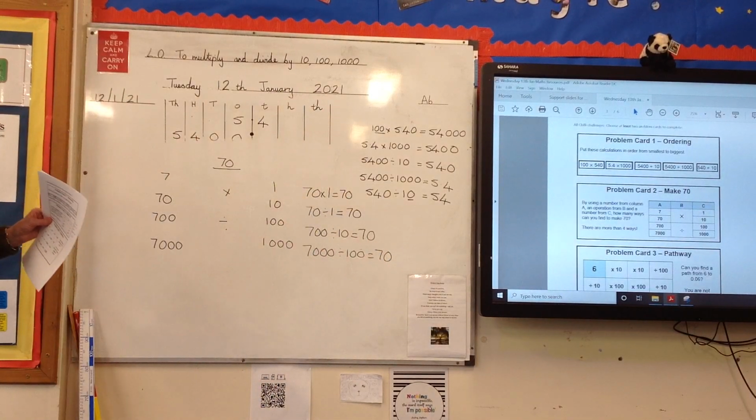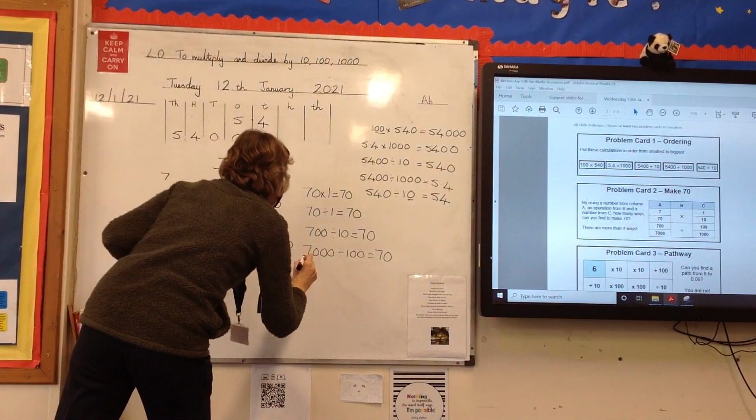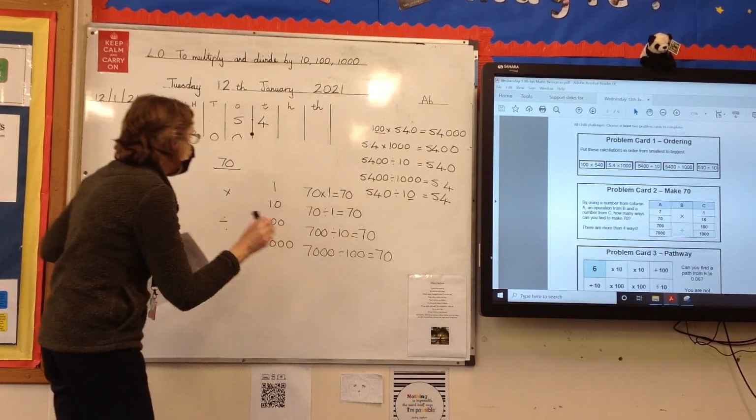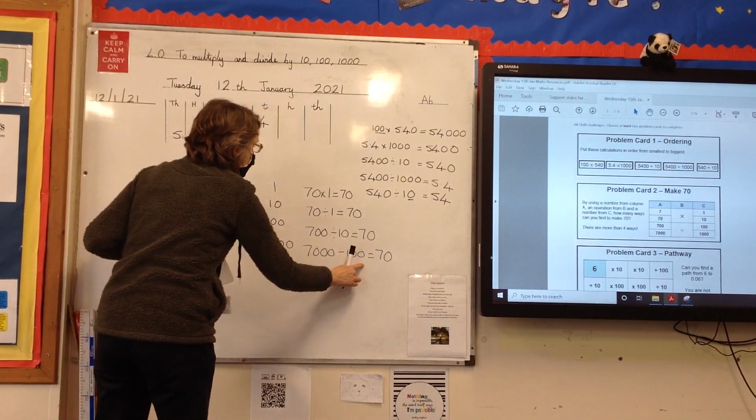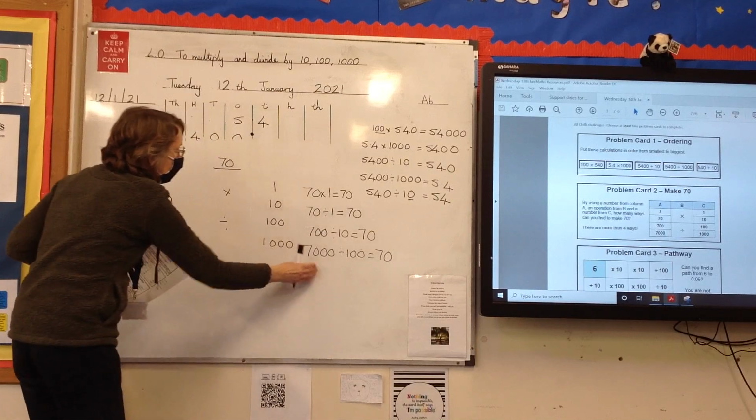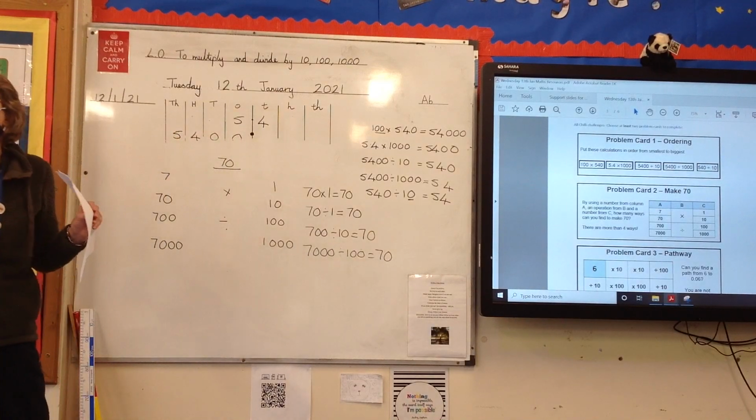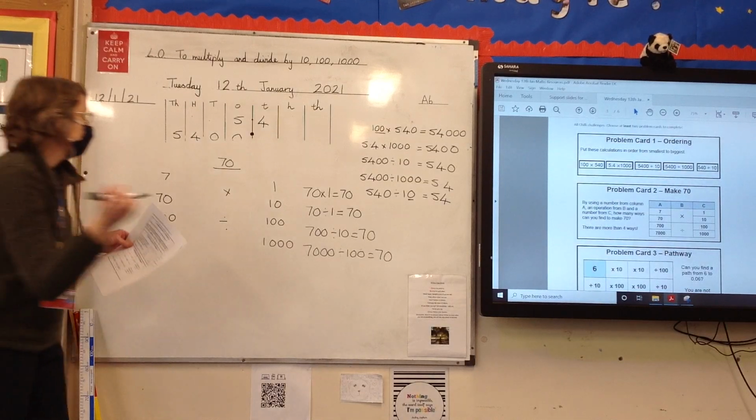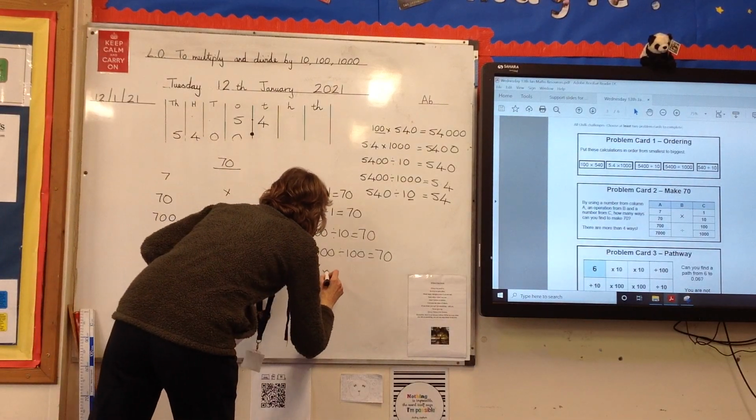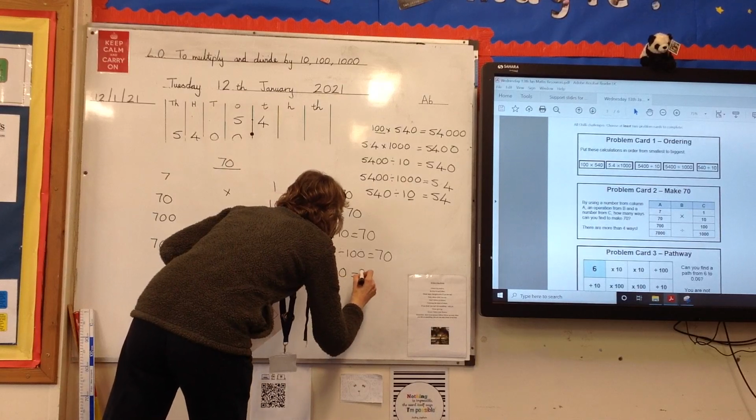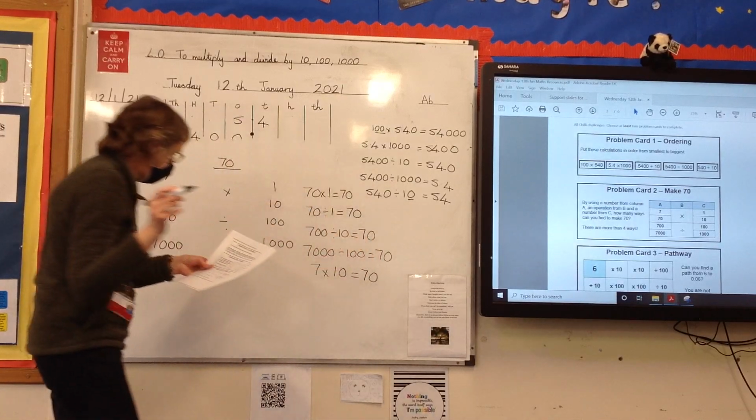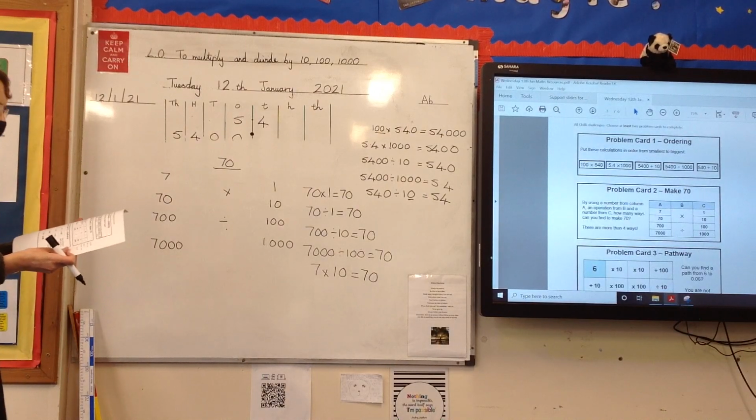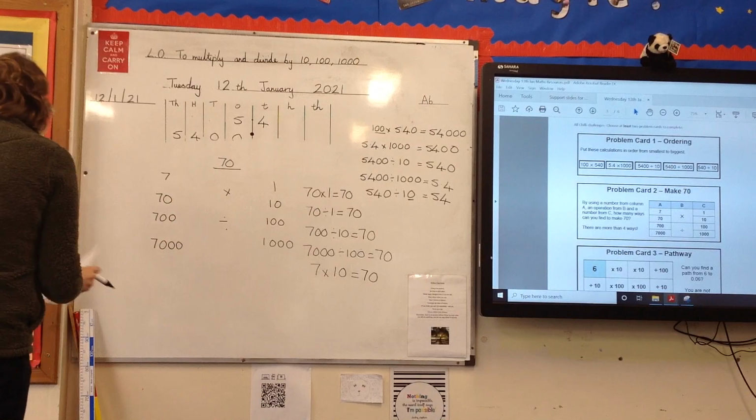7,000 divided by 10. Not by 10, because we've already divided 7,000 by 100. If we divide it by 10, we're going to end up with 700. That was a good try. 7 times 10. Good. Okay, have we got them all? Yeah, well done. Good.